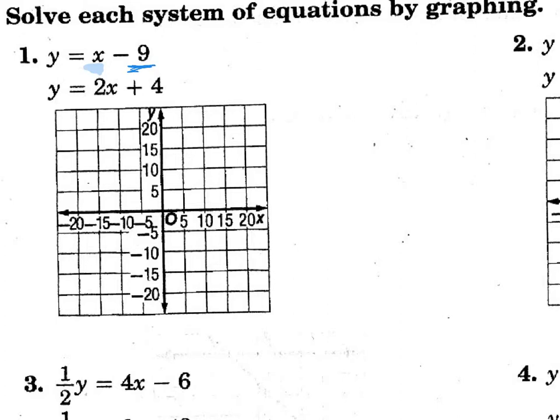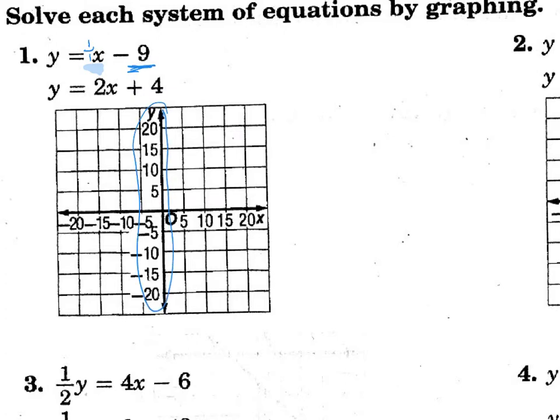Now remember your slope, if there's nothing there, I don't see anything before the x, you have to think of it like 1 over 1, right? So we're going to go up 1, right 1. But we're going to start at negative 9. Now careful, what's a little bit weird about our graphs today is they don't go by ones. Notice they're counting by fives on the y-axis.